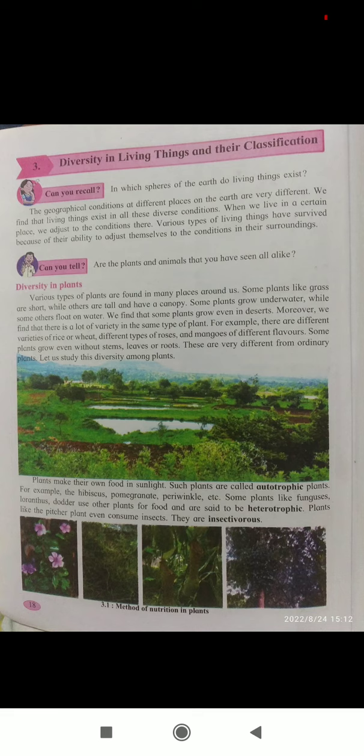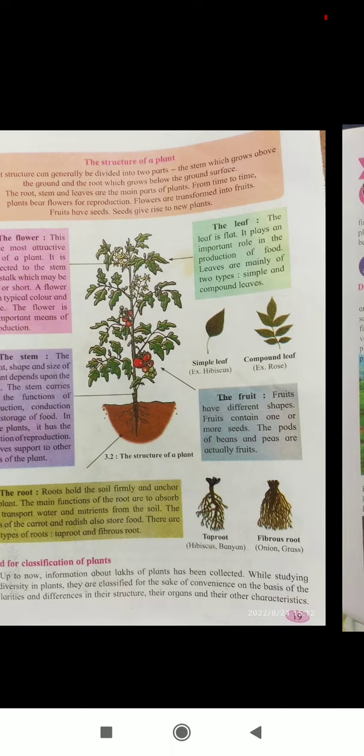Some plants grow even without stem, leaves or roots. These are very different from ordinary plants. Let us study this diversity among them. Plants make their own food in sunlight. Such plants are called autotrophic plants, for example the hibiscus, pomegranate, periwinkle, etc. Some plants like fungus, loranthus, dodder use other plants for food and are said to be heterotrophic plants. Some, like the pitcher plant, even consume insects. They are insectivorous.